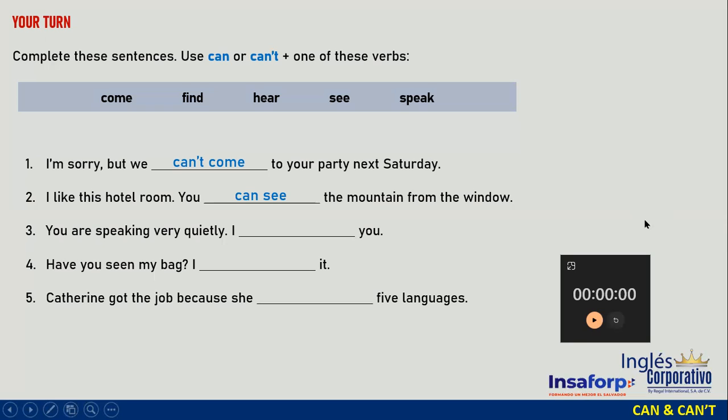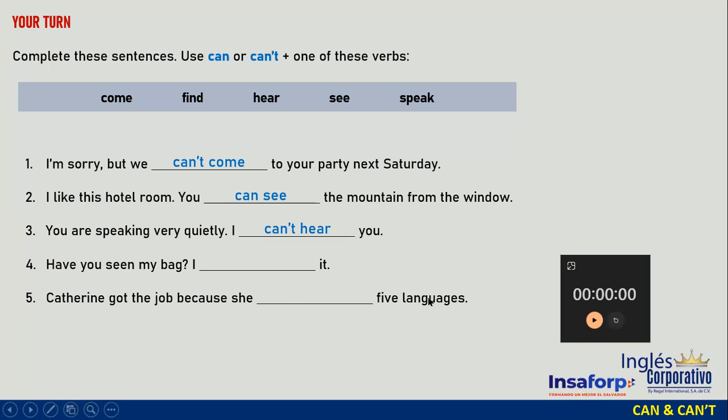What about number three? Glenda? Hello. Oh, perdón, ¿es Jasmine? No sé. Tres. You are speaking very quietly. I can't hear you. Very good. I can't hear you, right? Muy suavecito está hablando. What about number four?